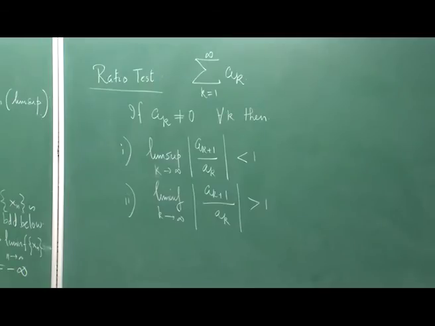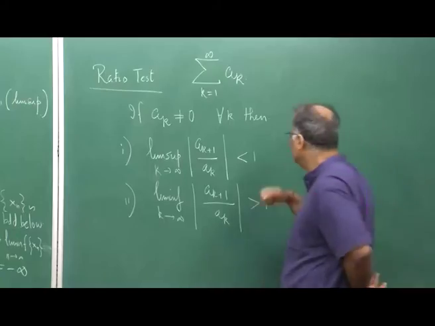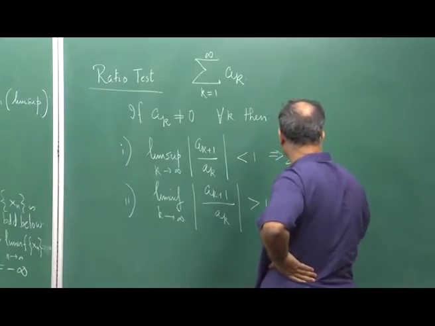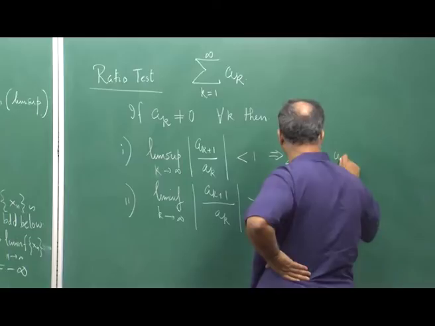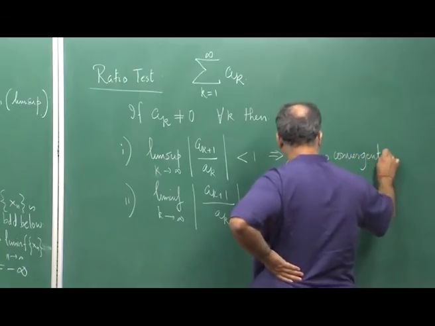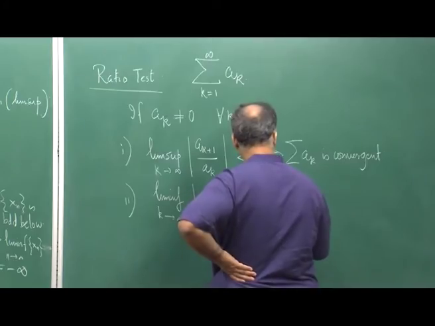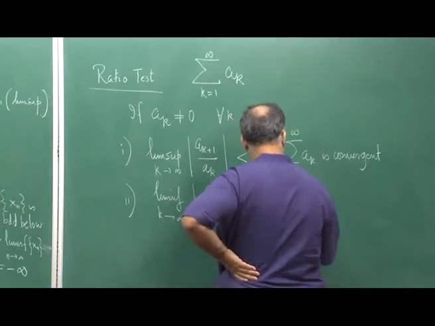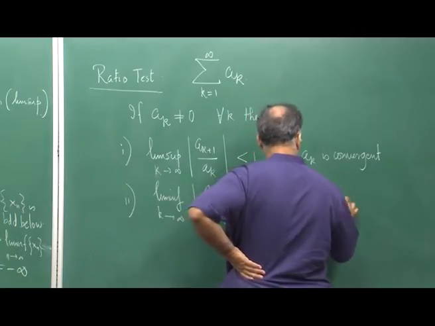So, if lim sup of this thing happens, then it implies that summation a_k is convergent. So, it will have a sum. And it implies in this case that summation a_k, k equal to 1 to infinity, is divergent.